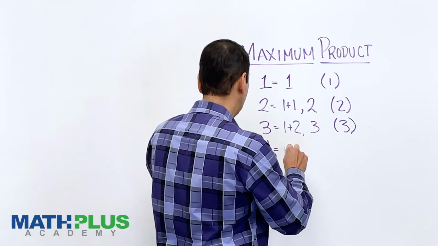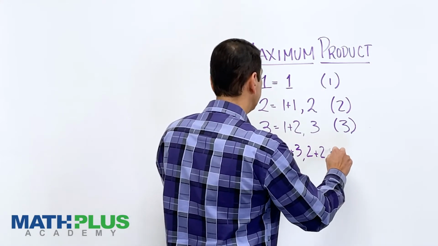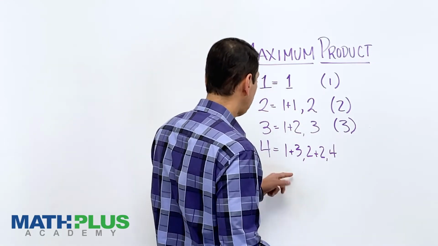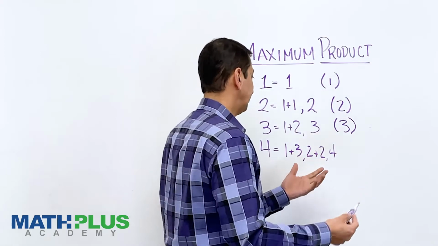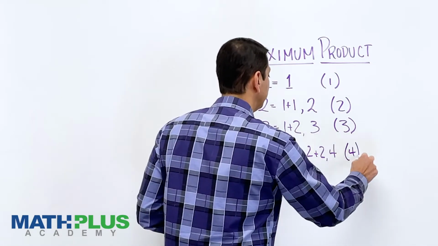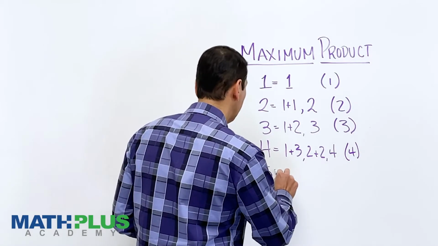4, okay, maybe we're finally getting to something interesting, I don't know. We could do 1 and 3, 2 and 2, and I guess 4 by itself. That's product 3, that's product 4, that's just 4. So I think 4 is the best you can do here. This is pretty boring. Maybe we'll get to something good at 5, I don't know.